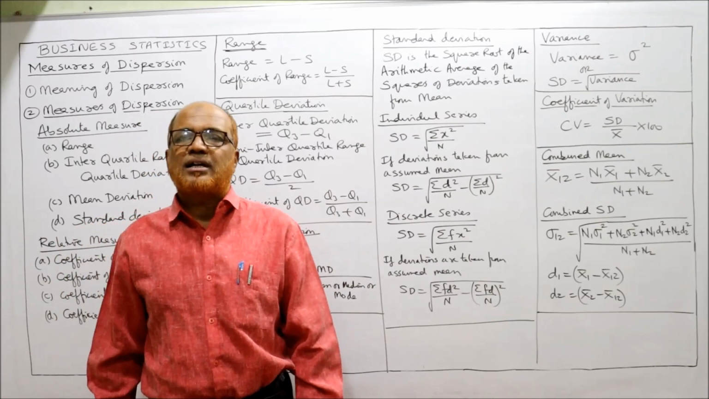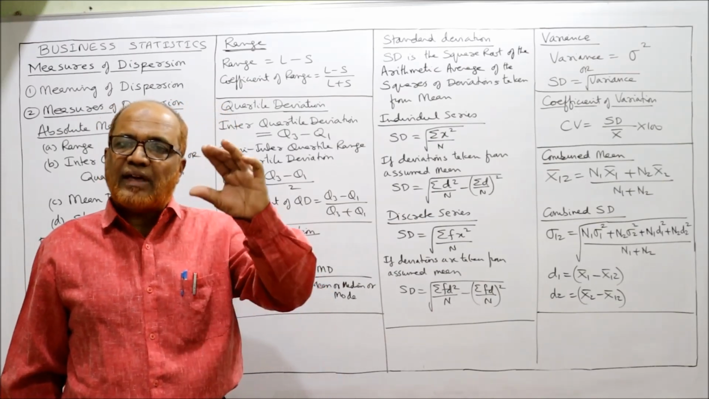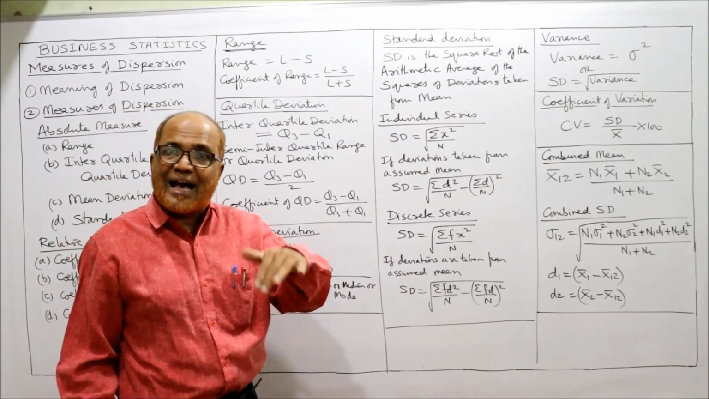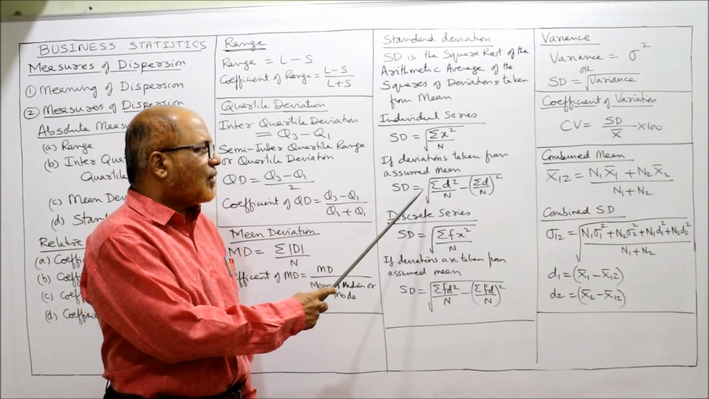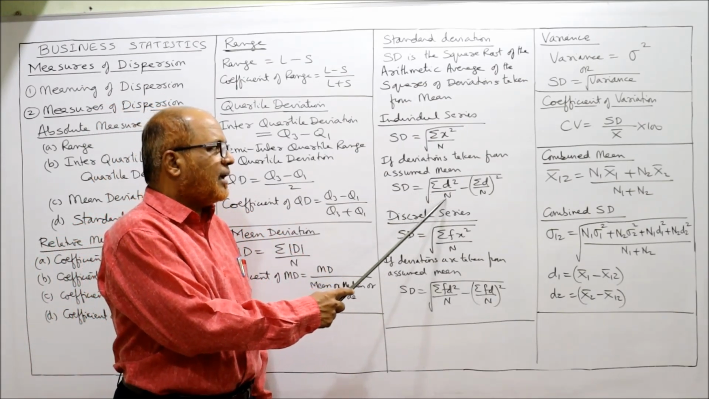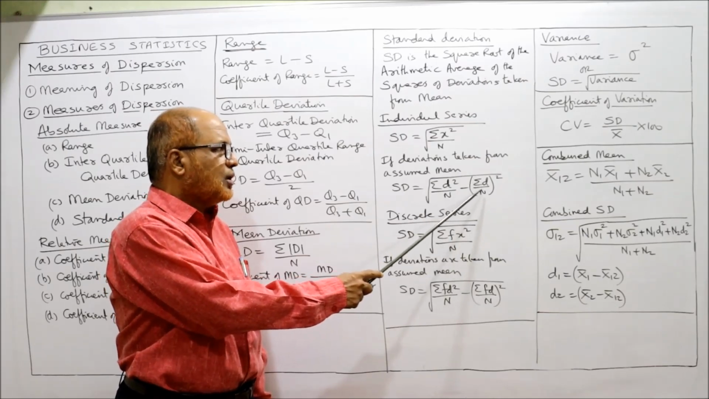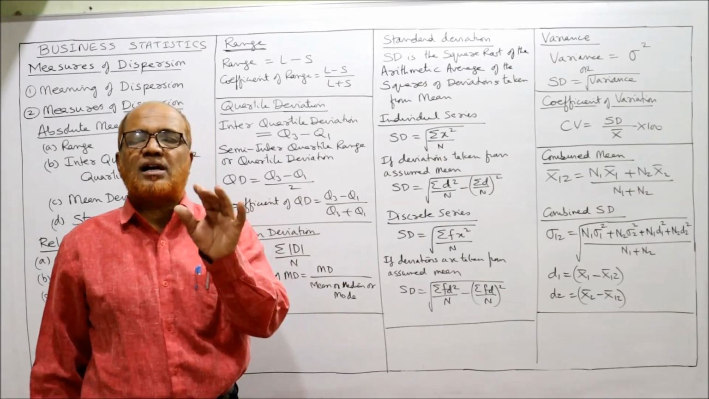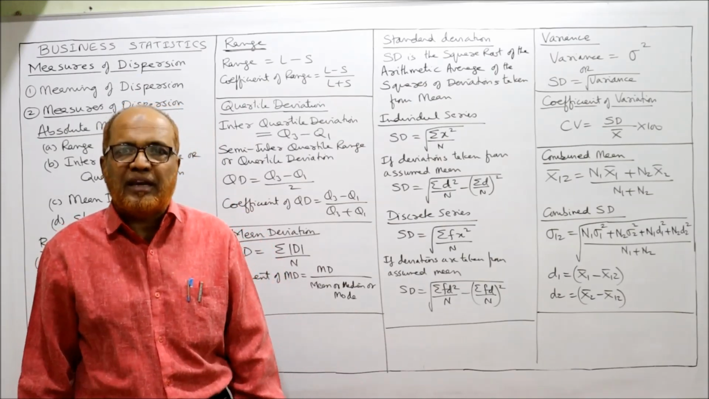Sometimes deviations are taken from an assumed mean. If the actual mean is in fraction, we take the deviations from the assumed mean. In that case, the formula will be the square root of summation d square by n minus (summation d by n) whole square. This formula will be applied when deviations are taken from an assumed mean.